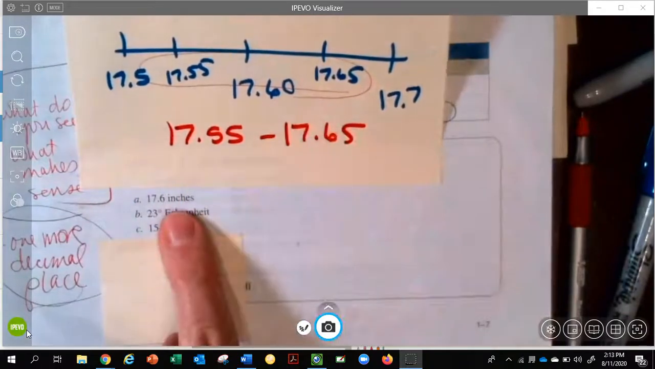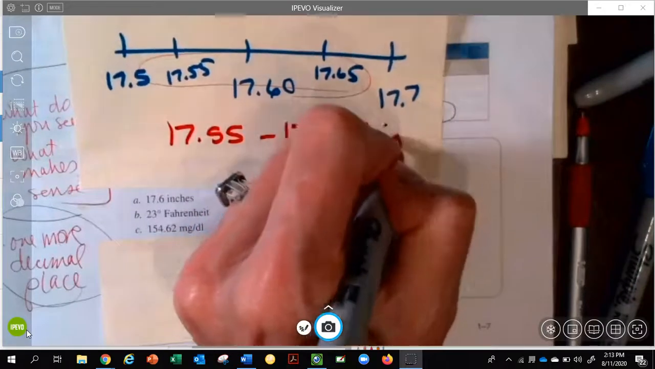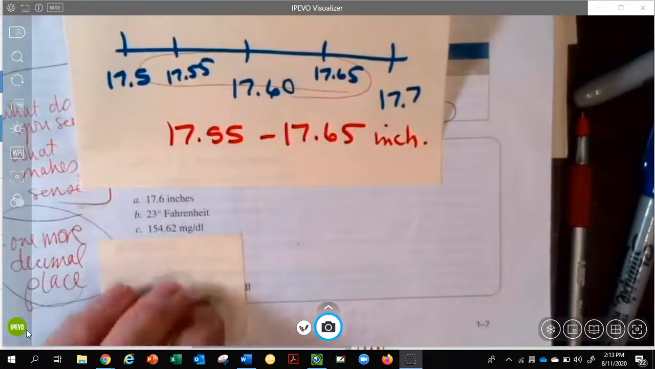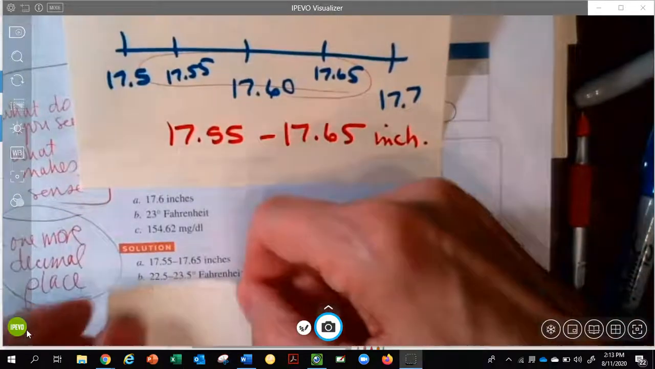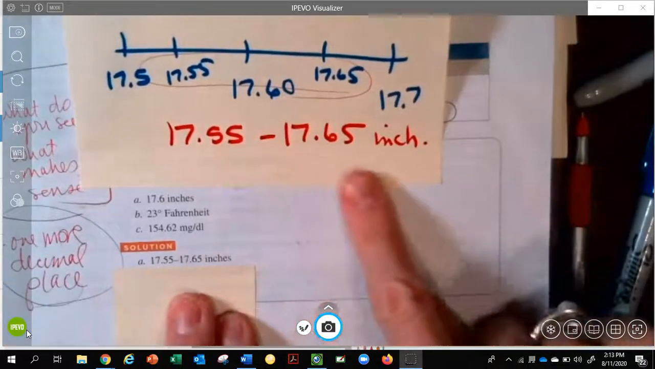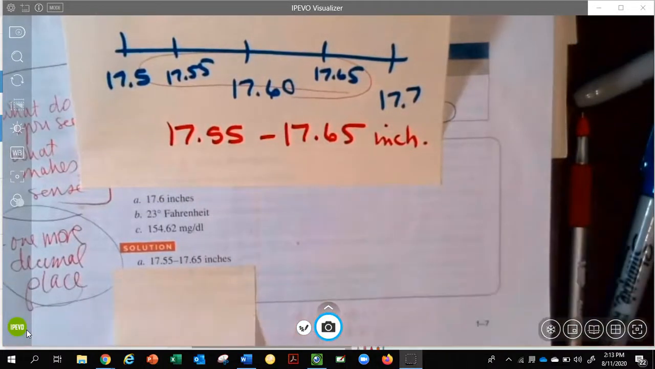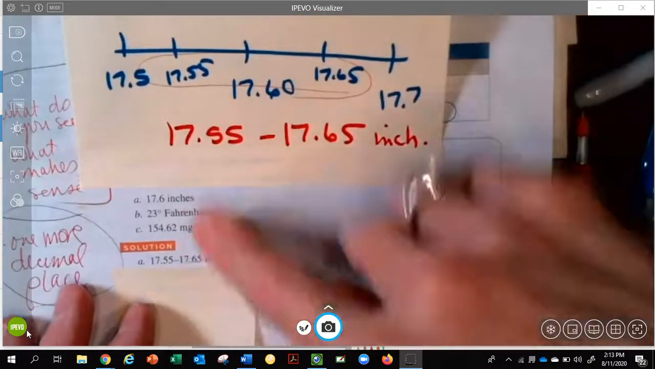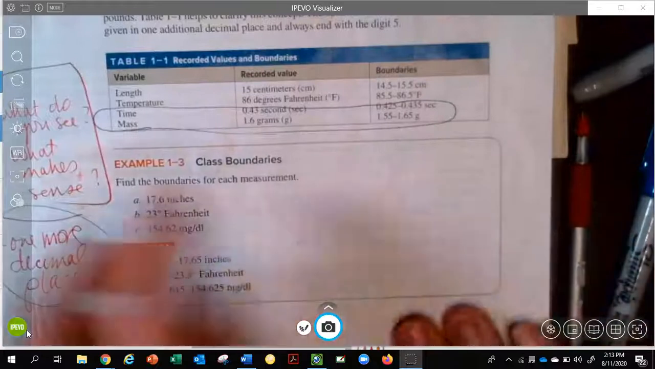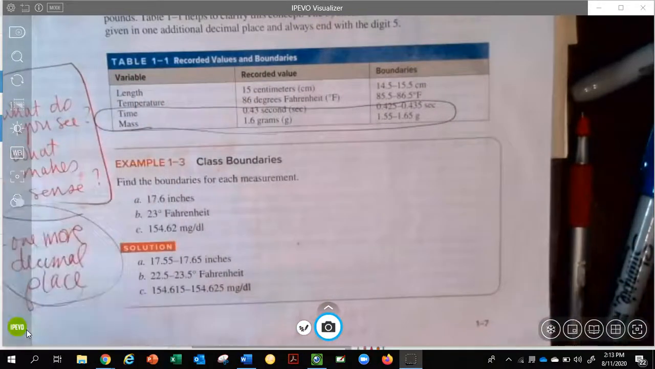Let's add in our unit, and it's going to be inches. Now, I have covered up the answers, but if we lift this up, notice that we're matching on what the answers are. I would stop the video, and I would do B and C. I would stop the video, and I would do the two that I didn't do here, temperature and mass.